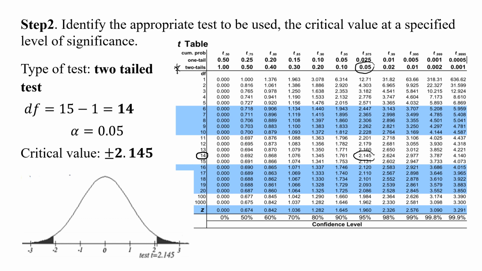2.145. Okay. Since two-tailed yan, so dalawa rin yung sign, positive and negative. So the critical value is positive and negative 2.145. Okay. So pwede na natin siyang i-illustrate using our curve. Okay, so negative 2.145. Okay. So dito naman yung positive.